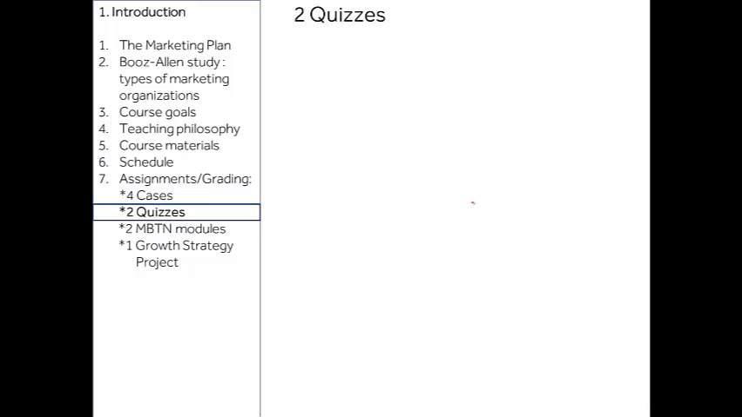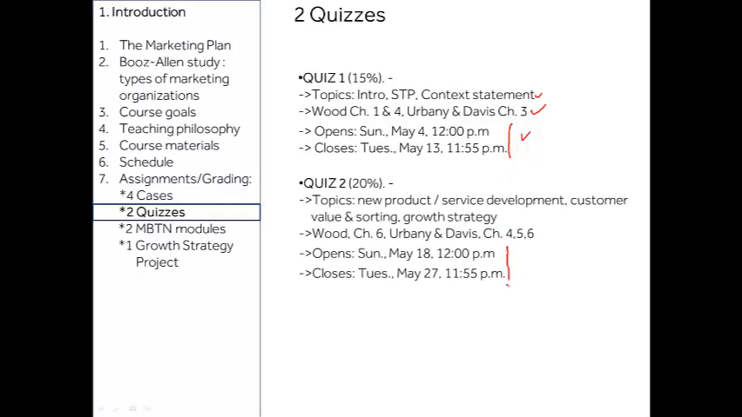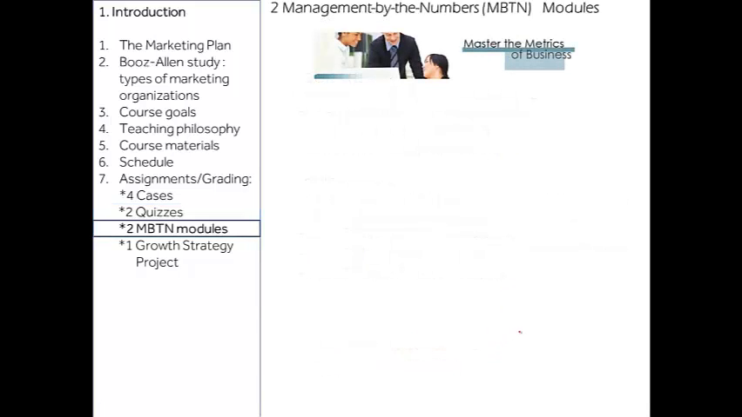2 quizzes, each on Sakai, each open for a 9-day period. So you do these on your own. Open book, open notes. The first one relates to 3 chapters and the first day of class material. In video 2, I'll give you some example questions. The second one is open May 18th to May 27th, around new product development and growth strategy, and 4 chapters there. In video 2 again, we'll have some example questions coming up, and I'll point you to that shortly.